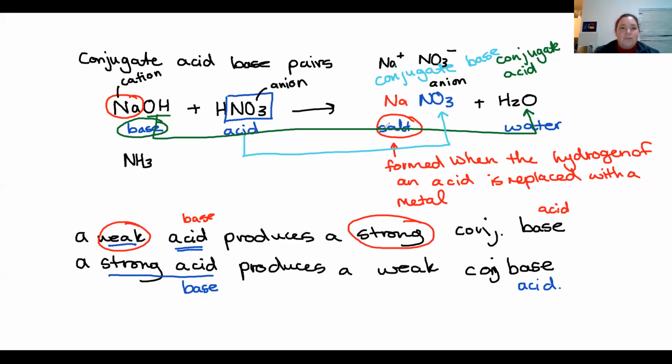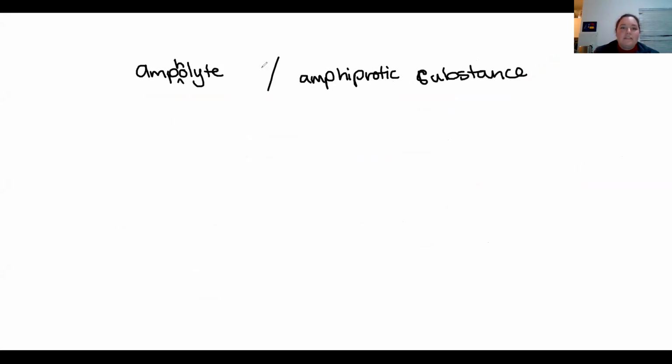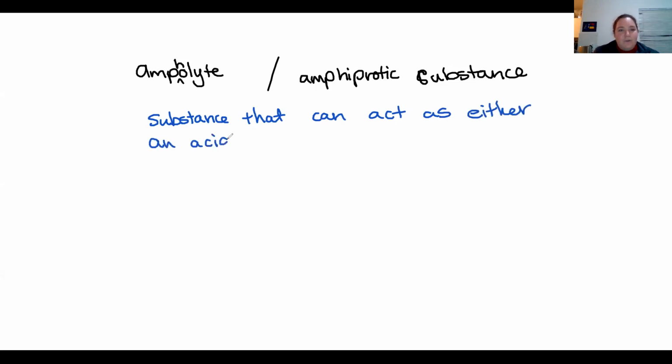All right, so the first thing is, what is an ampholyte? Now, I spelled it wrong. There's a PH. So an ampholyte is also known as an amphiprotic substance. So it's the same thing. And what it is, it's effectively a substance that can act as either an acid or a base.